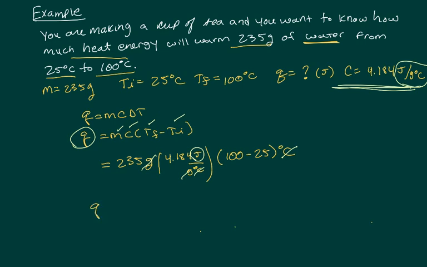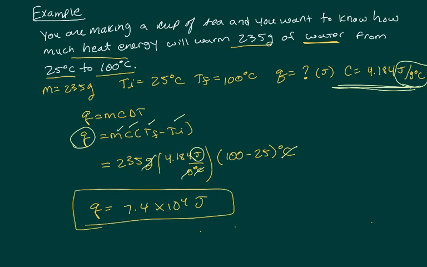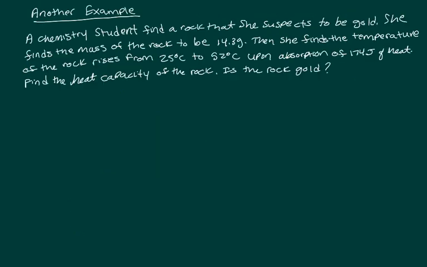So we end up with 7.4 times 10 to the 4th joules for the final answer. Don't forget to put your units, and don't forget to put your correct number of significant figures. Okay, let us do another example.